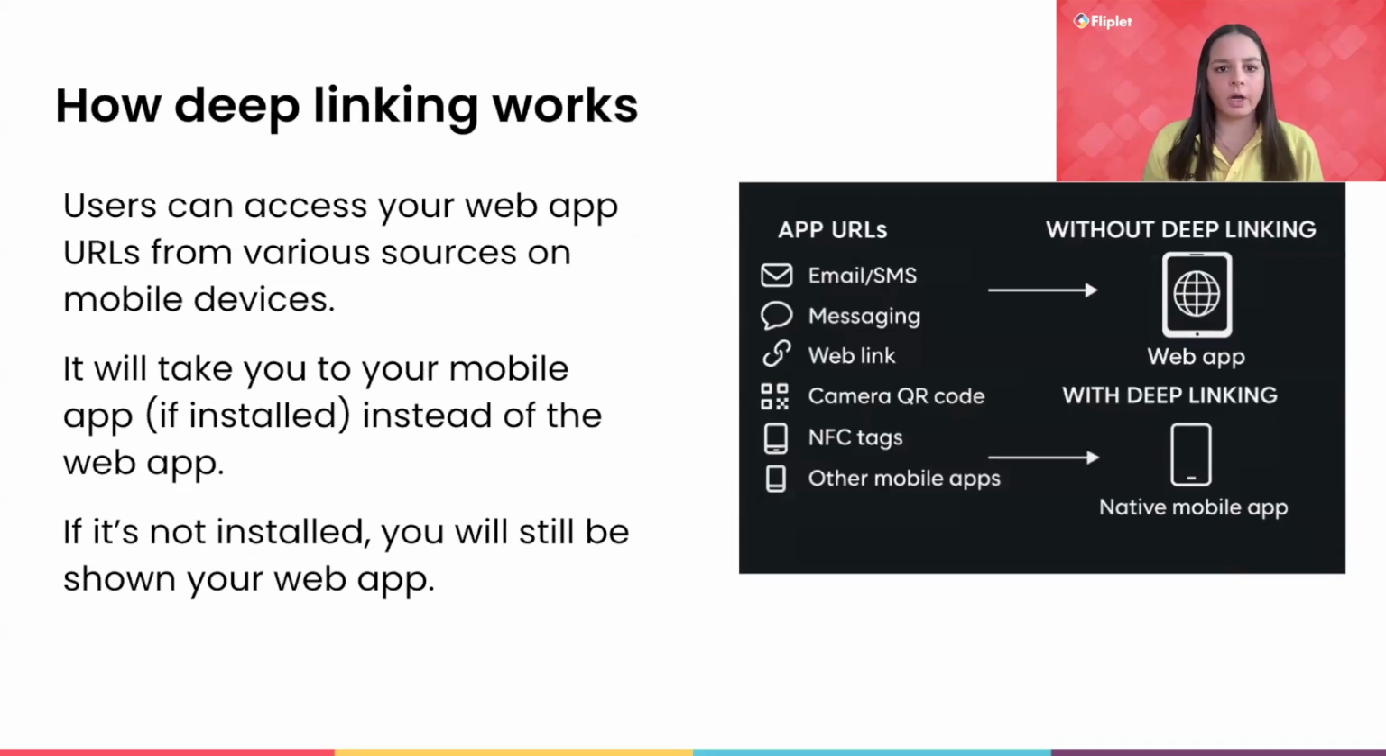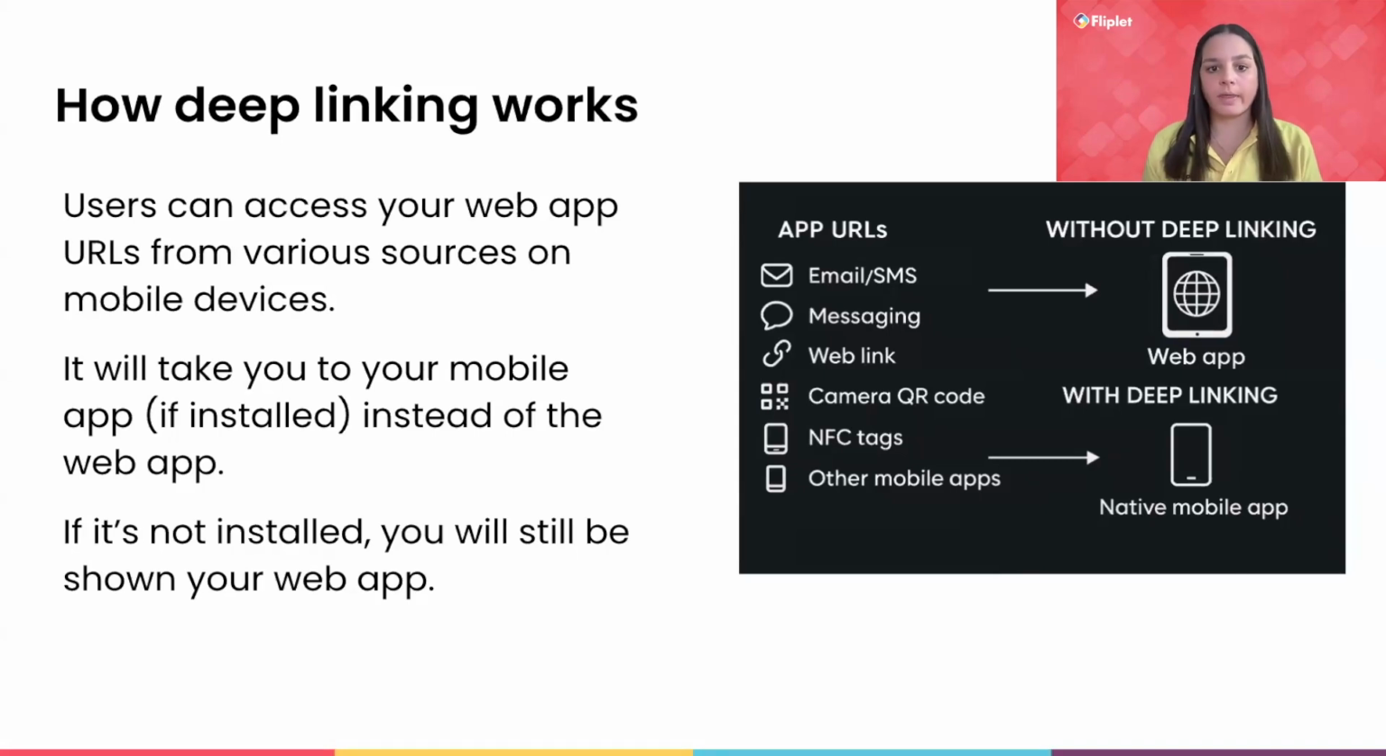So the image here that you're seeing will explain how this feature will work with this updated deep linking. So you can see here your app URLs. These are all the different ways that you can access URLs. It can be through something like a URL in an email, a text message, a specific QR code, a web link, an NFC tag, or even another mobile app.